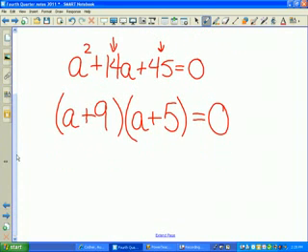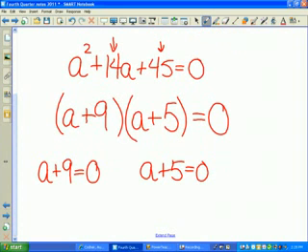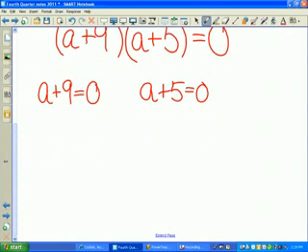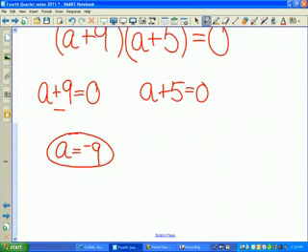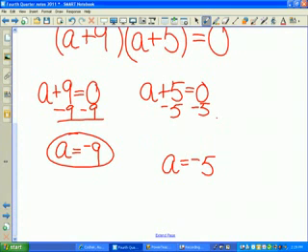So now that we're dealing with equals 0, that means we need to set these factors equal to 0. So for this equation, A plus 9 equals 0, that means A is equal to negative 9. And where the negative 9 came from, that's you subtracting 9 from both sides. And then over here, A is going to equal negative 5, because I'm subtracting 5 from both sides. So my solutions here are negative 9 and negative 5.